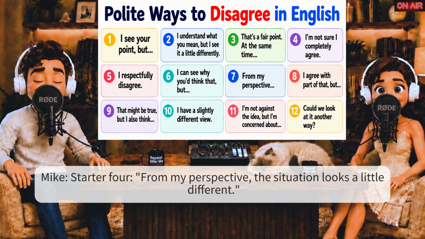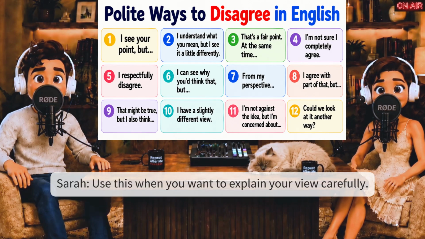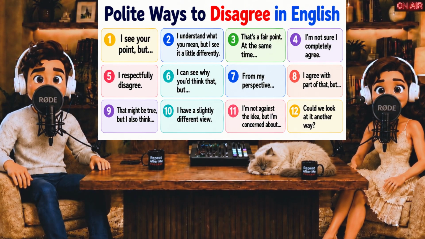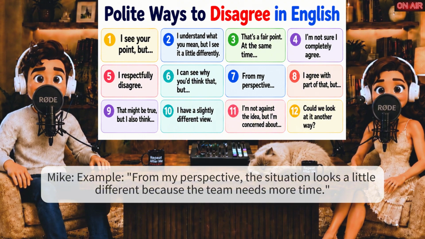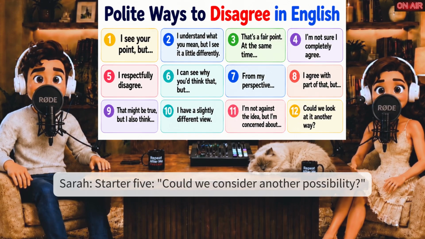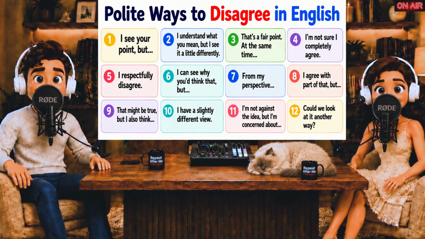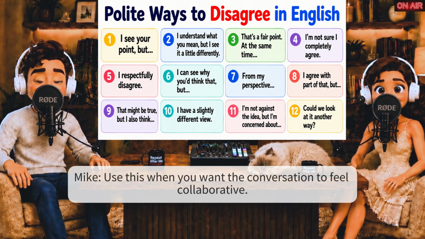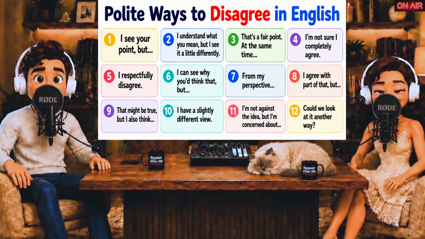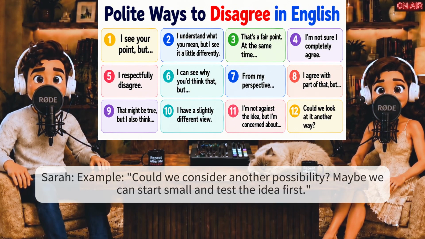Starter 4. From my perspective, the situation looks a little different. Use this when you want to explain your view carefully. Example, from my perspective, the situation looks a little different because the team needs more time. Starter 5. Could we consider another possibility? Use this when you want the conversation to feel collaborative. Example, could we consider another possibility? Maybe we can start small and test the idea first.